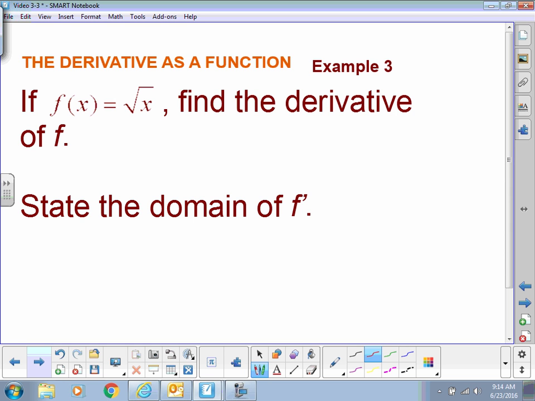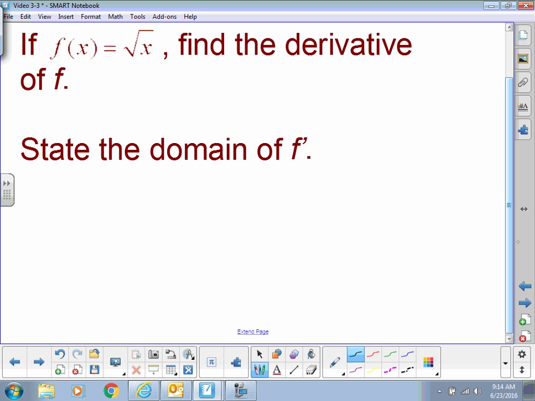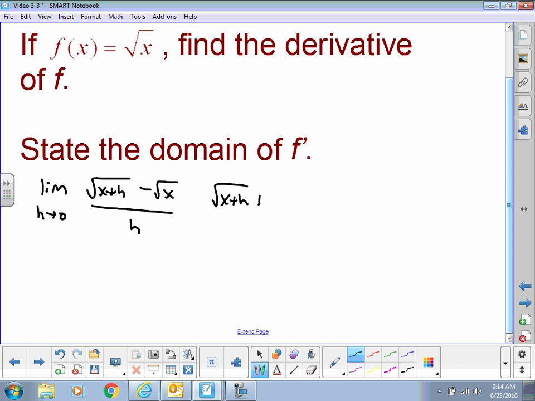So we're going to look at another example. We'll find our derivative as a function for square root of x. Of square root of x plus h minus square root of x all over h. Because we have square roots, we'll do conjugates. So we'll multiply top and bottom by square root of x plus h plus square root of x.